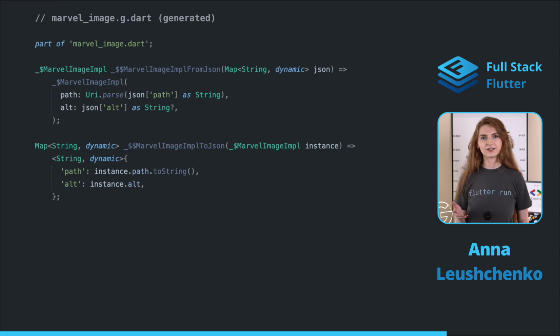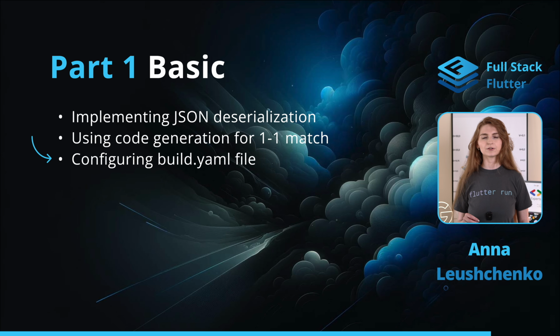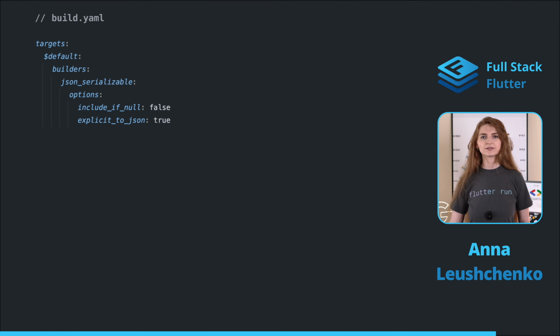Back to JSON serialization of the MarvelComic class, we see that it also puts together a map with all class fields. However, we don't see a call of the 2 JSON methods from the thumbnail field, and also the images list is not converted back to JSON. To fix that, we have to create a build.yaml file next to the pubspec.yaml file of our project and configure this explicit_to_json parameter to true. While we're here, it's also worth configuring include_if_null to be false.